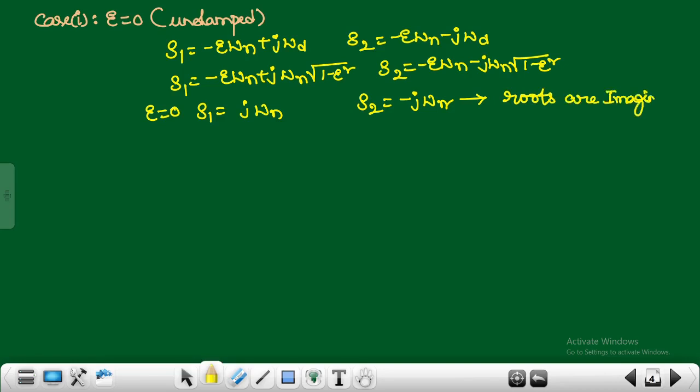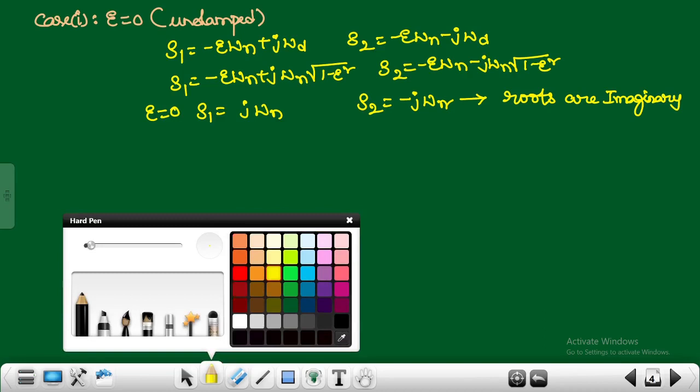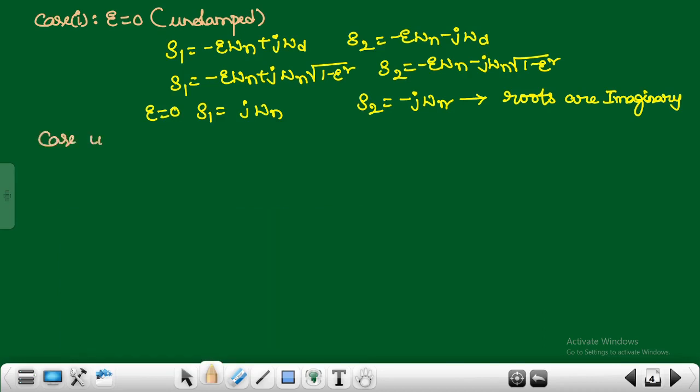So roots are imaginary. Okay, so that is the nature whenever you are getting the case 1 condition. Let us consider case 2, another case we will take. Let us consider zeta equals 1, that is called the critically damped case.